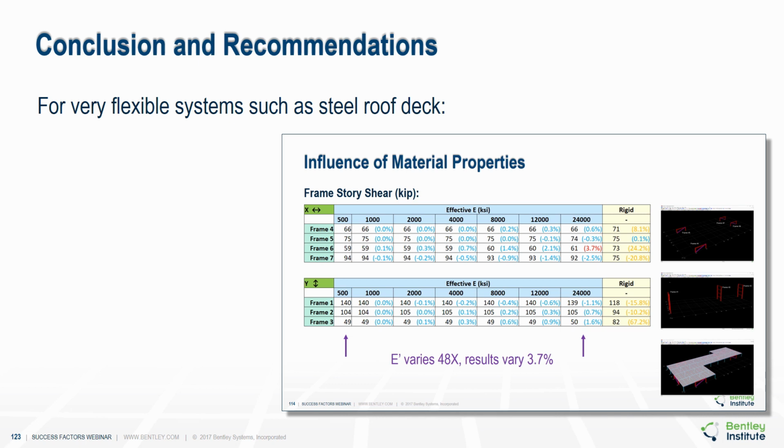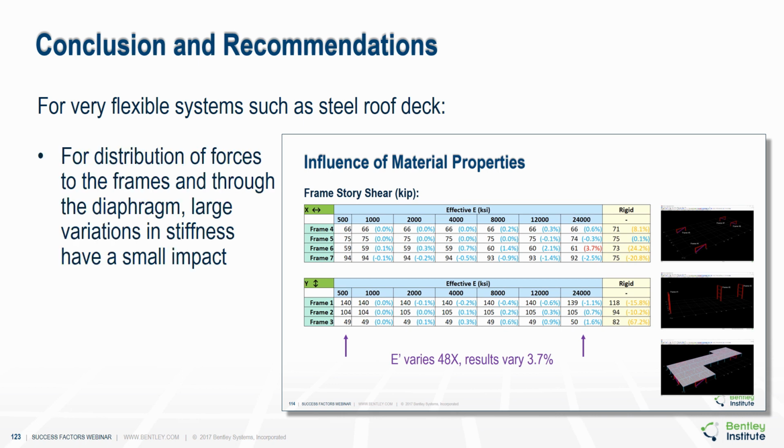And for very flexible systems such as a steel roof deck, the influence of material properties for the story shear is negligible. Whether you use a very, very large E or a very, very small E, the effect on the story shear is going to be pretty small. So distribution of forces to the frames, to the diaphragms, has a small impact. Use reasonable values, but be practical.